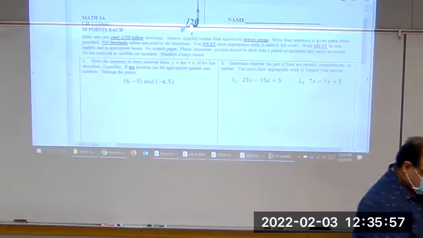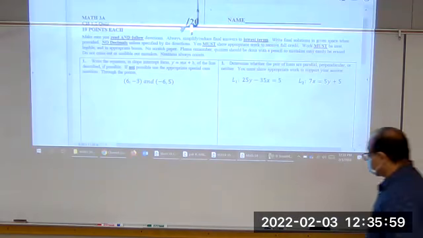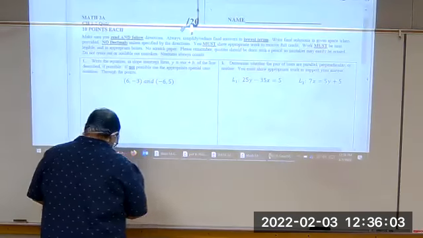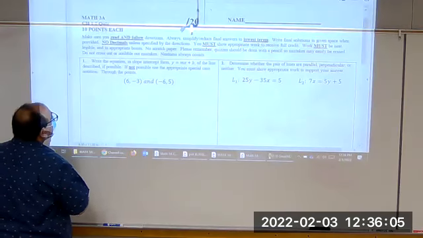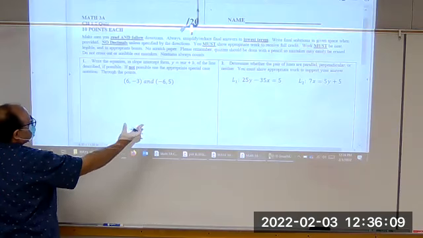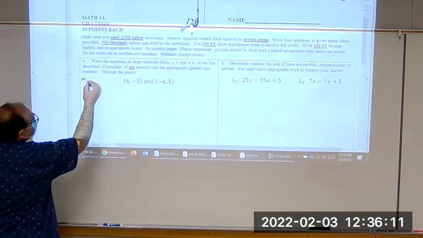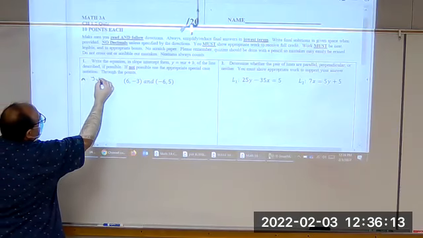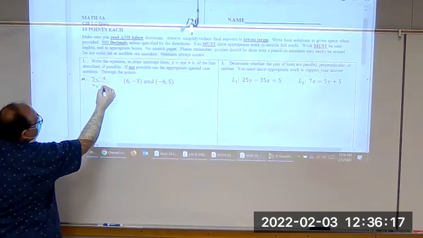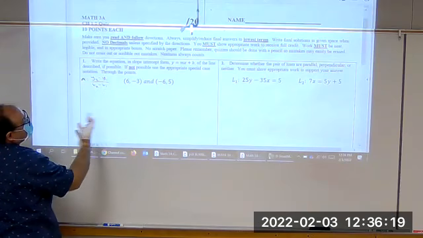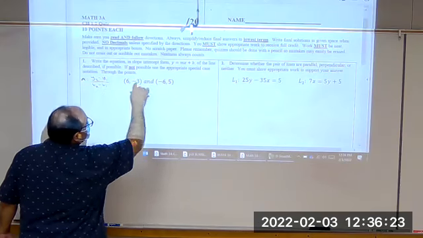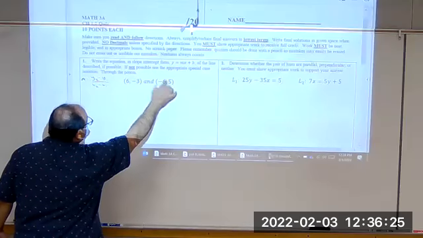Watch. Calculate the slope. So, step one, you got to find the slope. We're not given the slope, so let's find it. Slope is equal to y sub 2 minus y sub 1 over x sub 2 minus x sub 1. It doesn't matter which y you start with. You can start with the -3 or the 5. It doesn't matter. I'm just going to pick the 5.